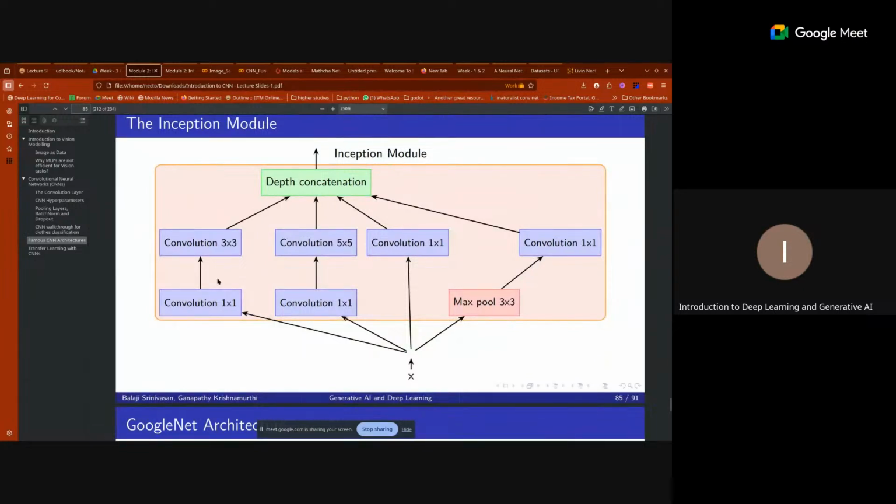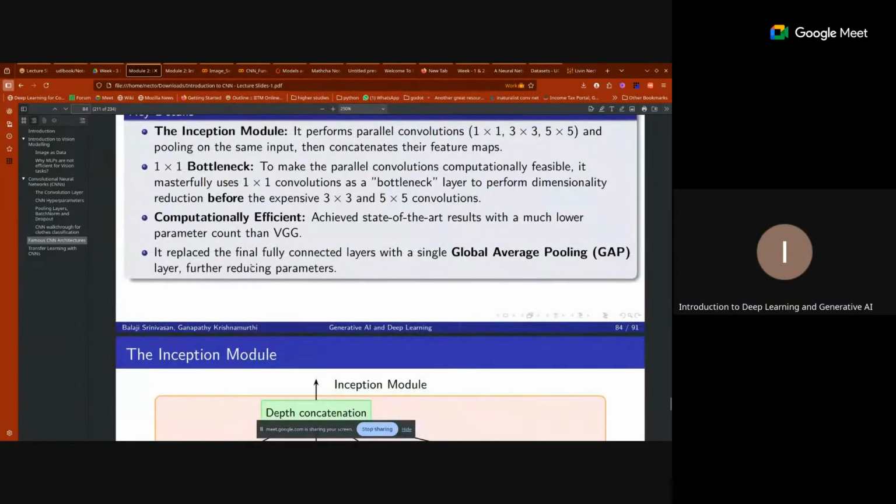You perform, first, a one by one convolution before going to this one. So what does this one by one convolution do? Any idea? What does one by one convolution do? Nothing, right? No, no, it actually does something.